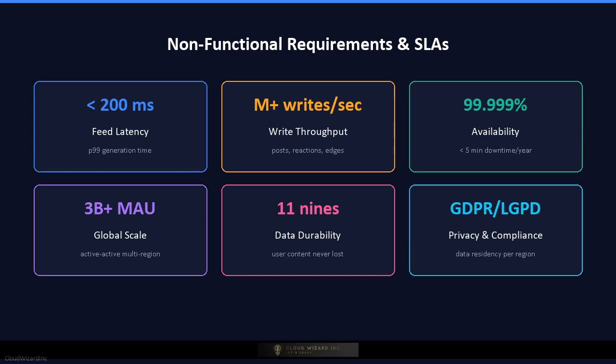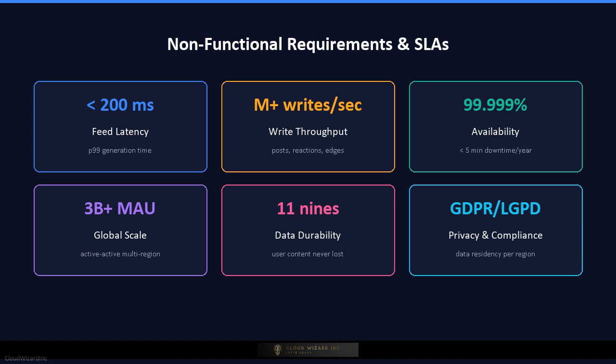Now the non-functional requirements. Scale is the defining constraint. 3 billion monthly active users, peak write throughput of millions of posts and reactions per second, and read throughput in the tens of millions of requests per second. The news feed must be generated in under 200 milliseconds. Photo upload and processing must complete within seconds. The social graph must support traversals across billions of nodes and trillions of edges with sub-millisecond lookups.